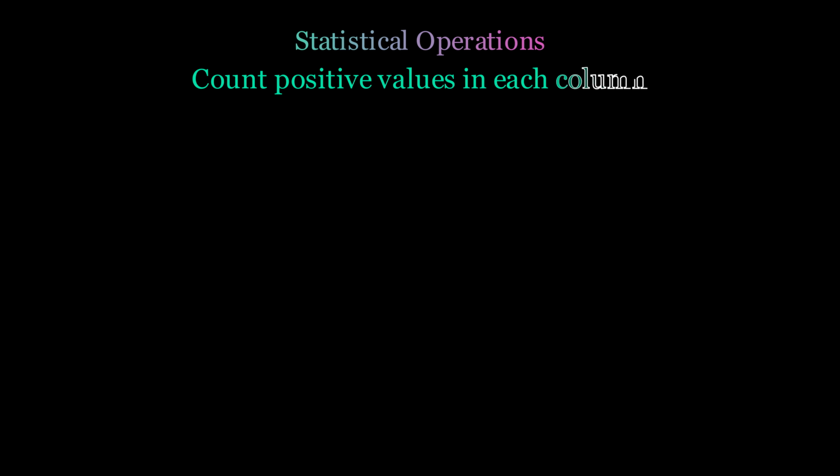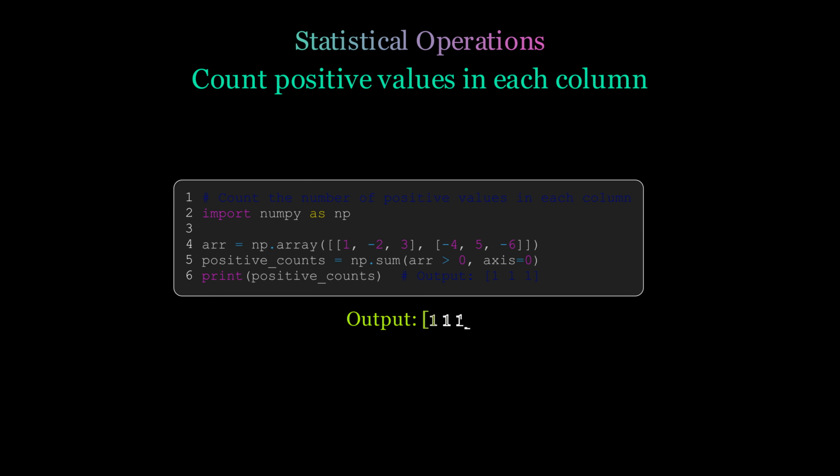Finally, counting positive values per column. The expression r greater than 0 creates a Boolean mask. And summing along axis equals 0 counts true values, since True is 1 in binary, per column. This technique is versatile. You can count any condition by changing the comparison operator. Essential for data quality checks.